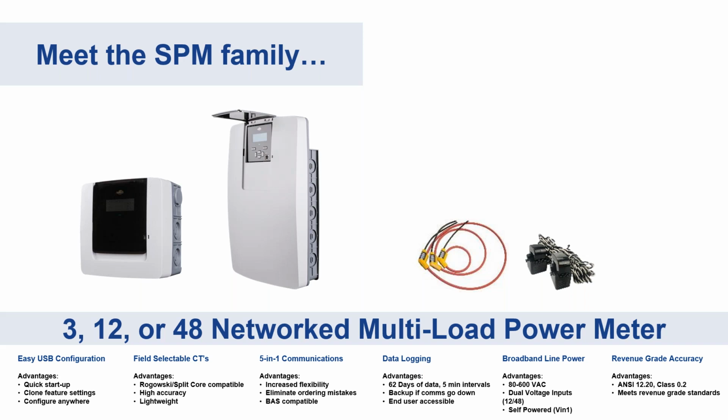Broadband line power, so anywhere from 80 to 600 volts AC, with about 10% of headroom on that 600. And dual voltage inputs on the 12 load meter and the 48 load meter. And we'll talk a little bit about the specifics there. I also want to mention that this is a revenue grade meter in terms of accuracy. So it conforms to ANSI C12.20 class 0.2, and it meets all of those standards for a revenue grade.